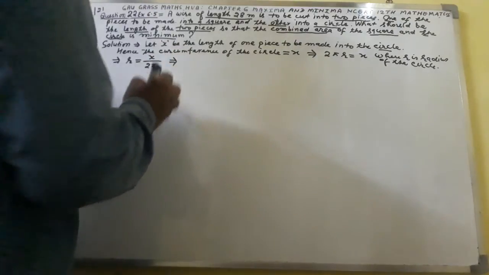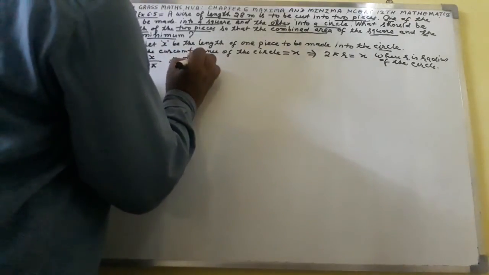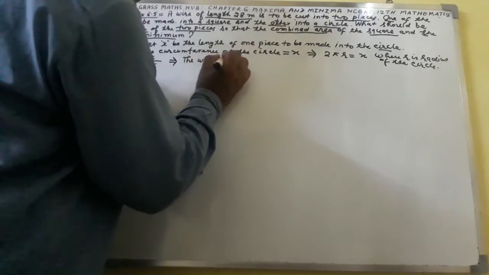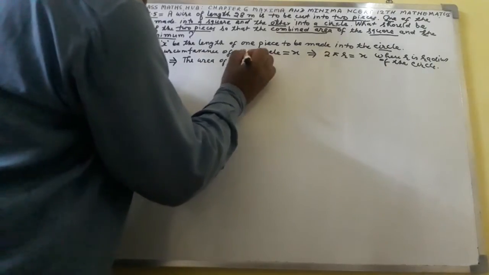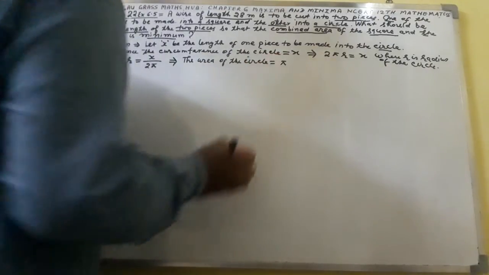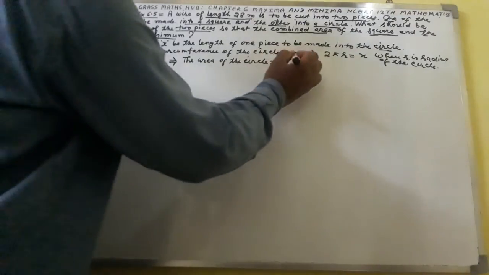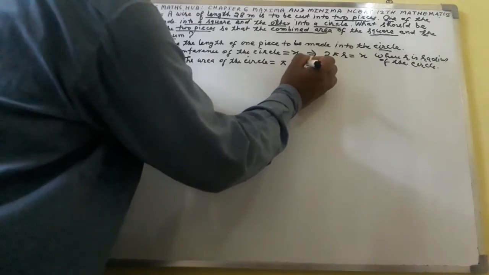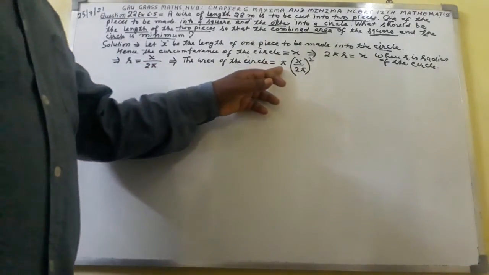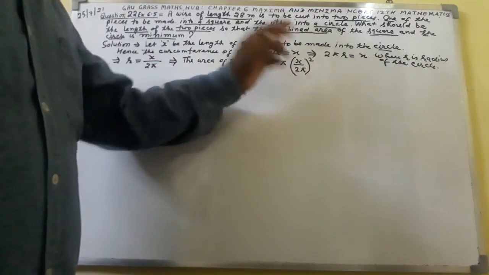Now the area of the circle is equal to pi r square. In place of r I shall write x over 2 pi, whole square. The area of the circle is pi times x over 2 pi whole square.